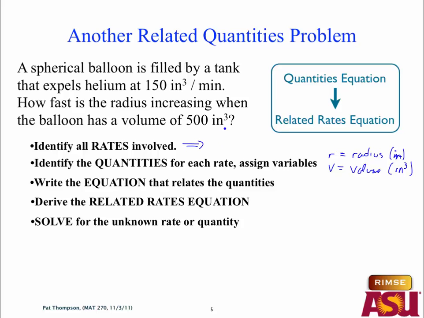So what rates will we have? Okay, so symbolically, dr/dt and dV/dt. The rate of change of the radius and the rate of change of the volume. How fast the radius is increasing, how fast the volume is increasing, and we can write those as dr/dt and dV/dt. Therefore, our quantities are V and r.